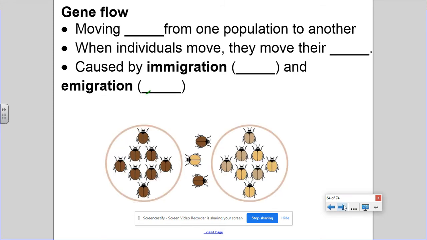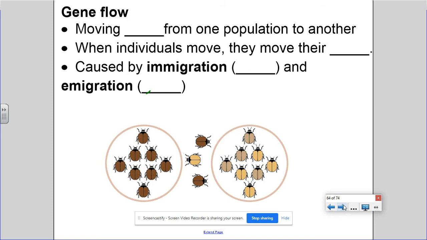Next, we have gene flow. When we talk about gene flow, it is the flowing of genes. Now, if you think about it, the way that genes move is by organisms moving. So when you move from one place to another, well, you move your genes with you, unless you go buy some new ones that fit better. Okay, so gene flow is moving genes from one population to another. When individuals move, they move their genes.